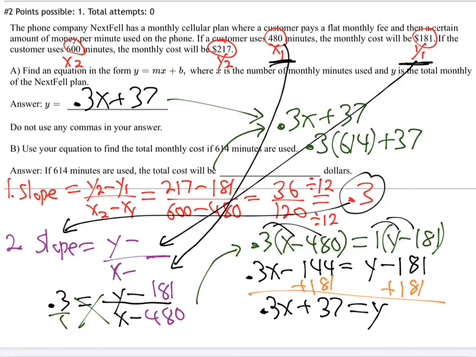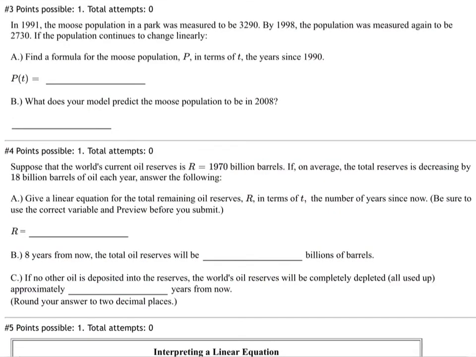And then use your calculator. What does that come out to be? 221.2. Yeah, no commas, but still use the decimal though. It just says no commas, but it does want the decimal. So 221.2.